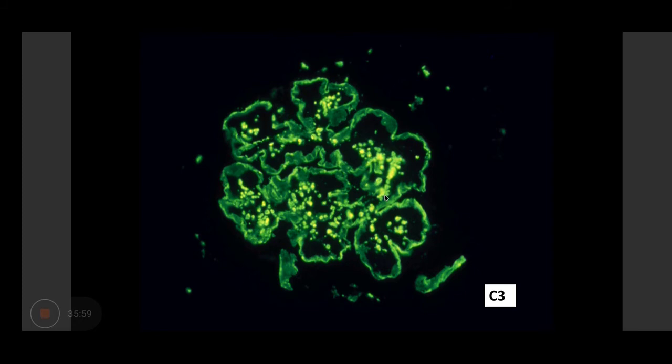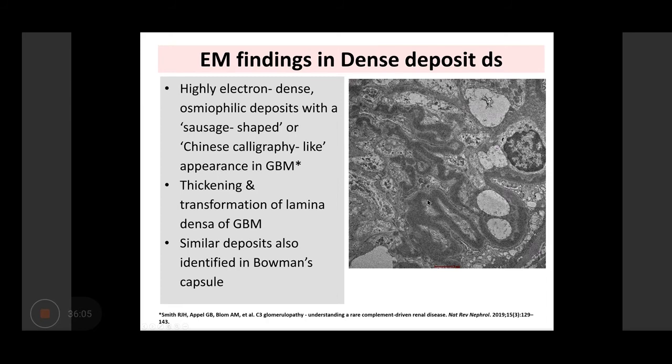In EM also, the picture of dense deposit disease is very different from that of C3 glomerulonephritis. You have a much more electron dense deposit. The term that we use is electron dense, right? Whatever is electron dense is not allowing the electron beam to pass through, and all the electrons are reflected, and it will give you a darker appearance. So this is your Bowman's capsule over here, and here the basement membrane is kind of thrown into folds, and within the substance of this basement membrane, you have deposition of this dark gray sausage-like structure. The classical terminology is sausage-shaped or Chinese calligraphy-like pattern.